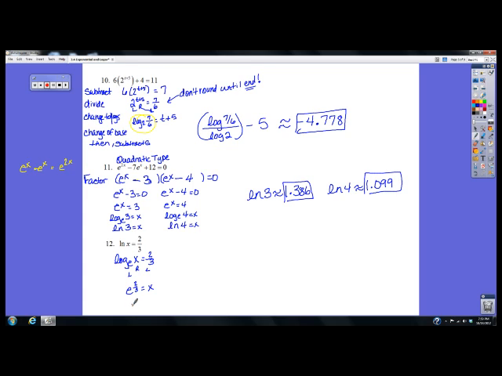There's an e button on your calculator. e to the 2/3 exponent. So x is approximately 1.948.